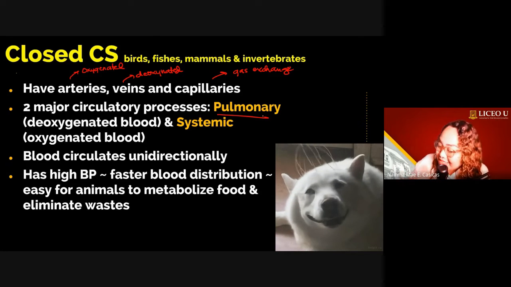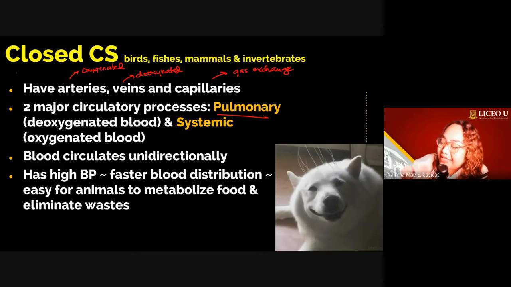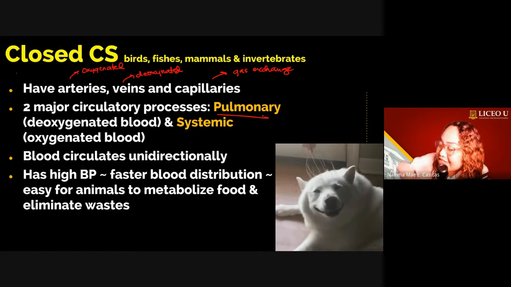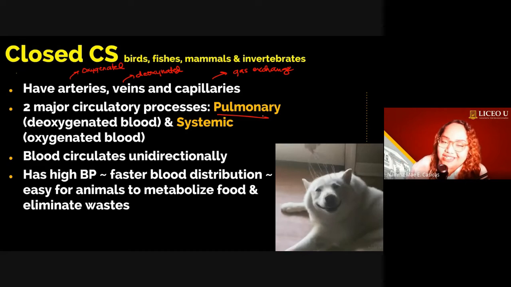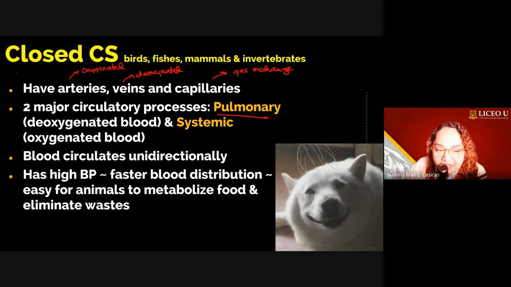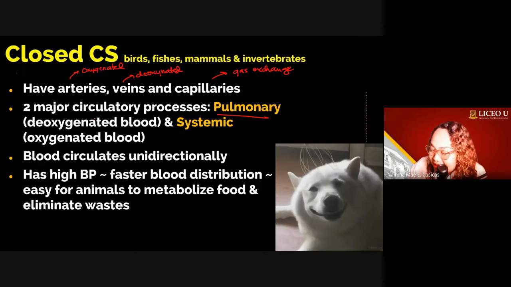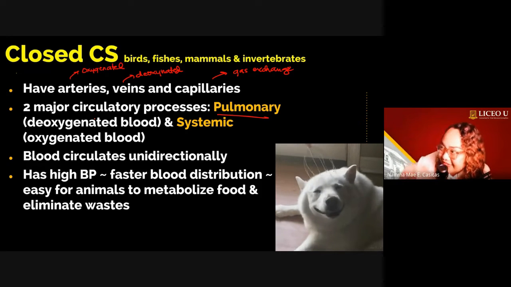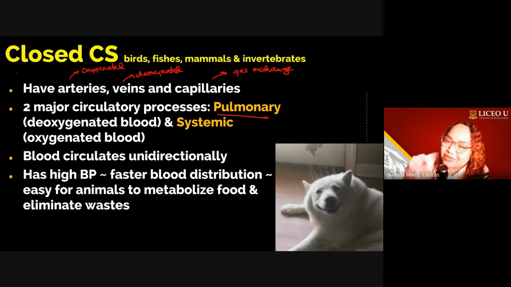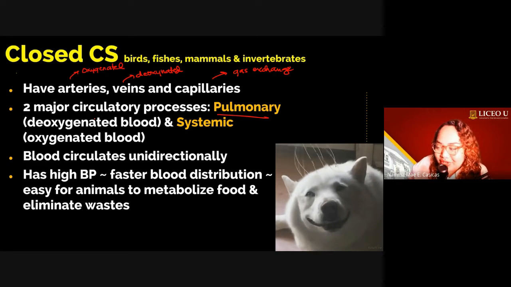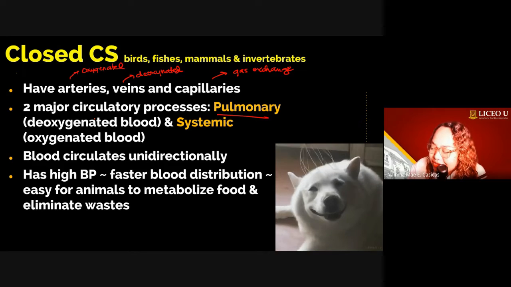And then your systemic circulation would be the circulation from your heart into the rest of your body and back to the heart again. So, blood circulates unidirectionally. So, naa siya specific direction, and that is why it's unidirectional. Usa lang iyang direction, patuyok-tuyok lang siya paingon sa heart and to the lungs.